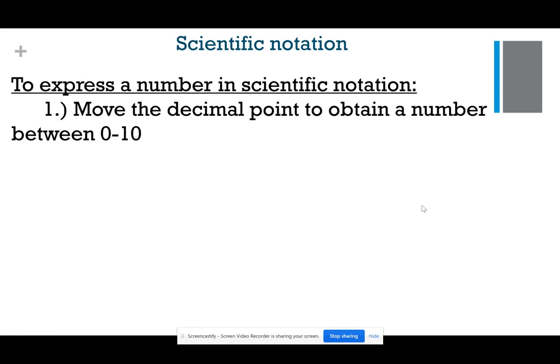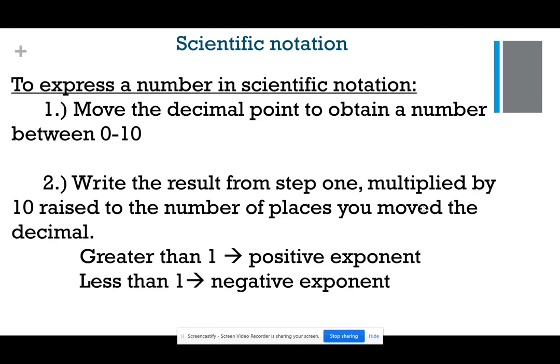So here's the words version of what I just said. Move the decimal to get a number between 1 and 10. Write the result from step 1, multiplied by 10, raised to the number of places that you moved it.